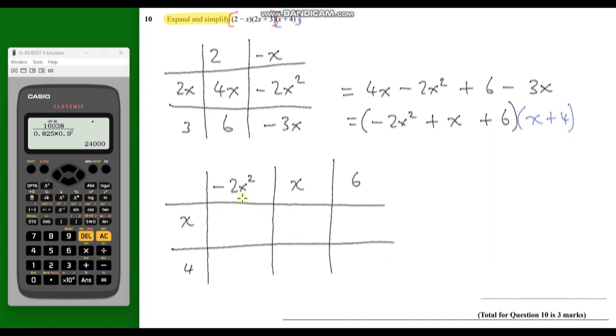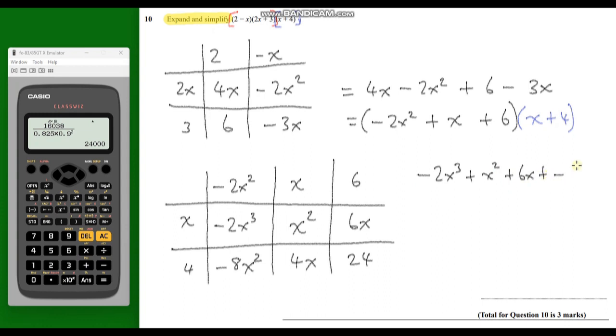So x times negative 2x squared, well, that's negative 2x cubed. x times x is x squared. 6 times x is 6x. Negative 2x squared times 4, that's negative 8x squared. 4 times x is 4x. 4 times 6 is 24. So first of all, let's write down all of the terms we've got. We've got negative 2x cubed plus x squared plus 6x plus negative 8x squared plus 4x plus 24. But we can simplify.